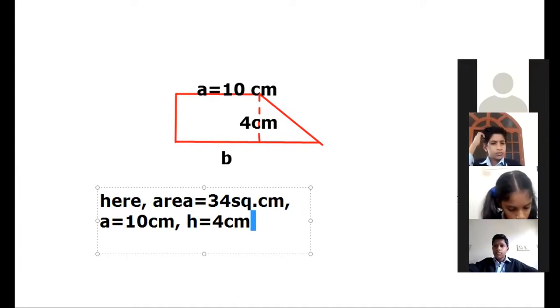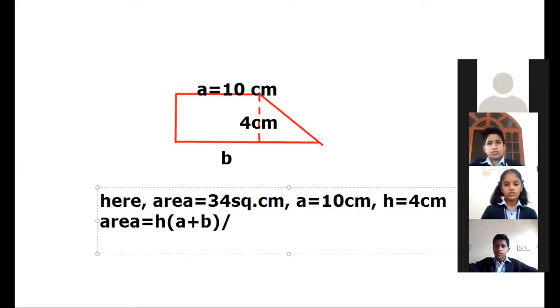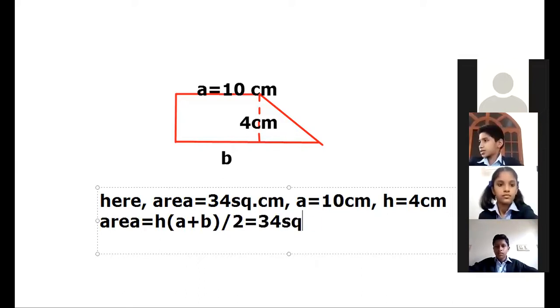Okay, after identifying this, we know that area equal to, what was that equation, h into a plus b by 2, that is equal to 34 square centimeter. Area of a trapezium, we wrote the equation that is h into a plus b by 2 is equal to 34 square centimeter.